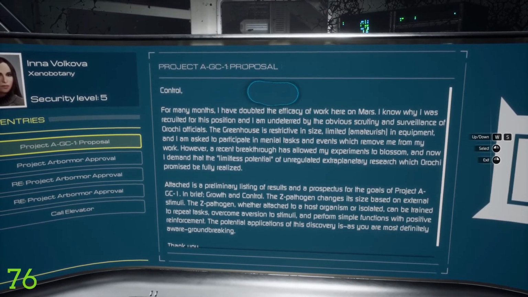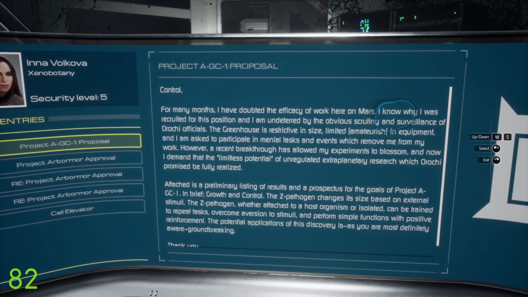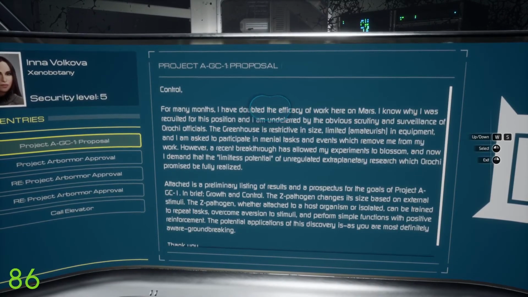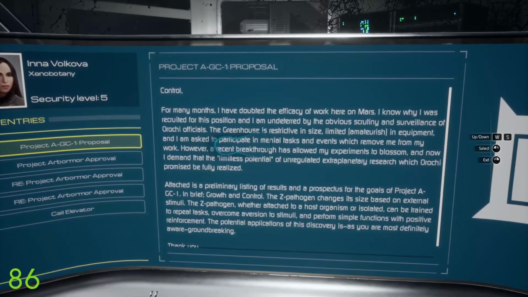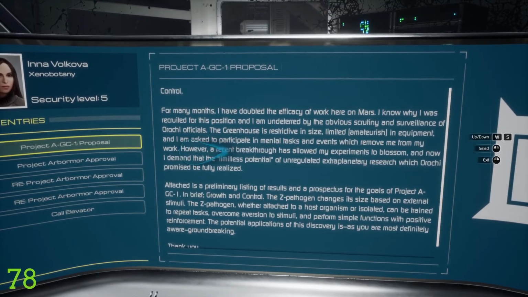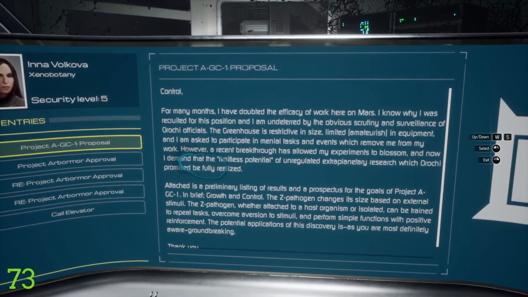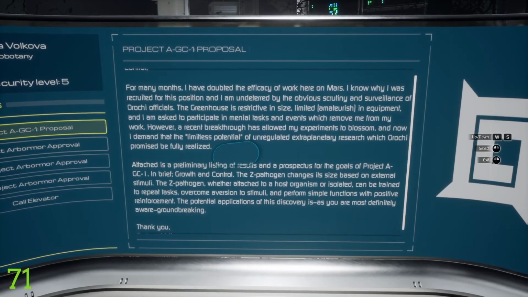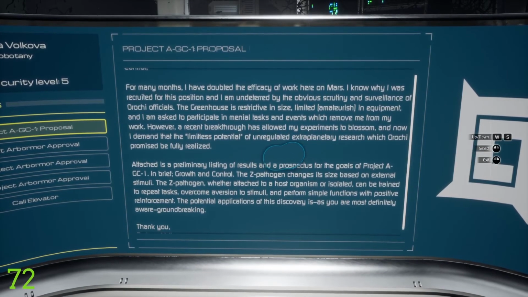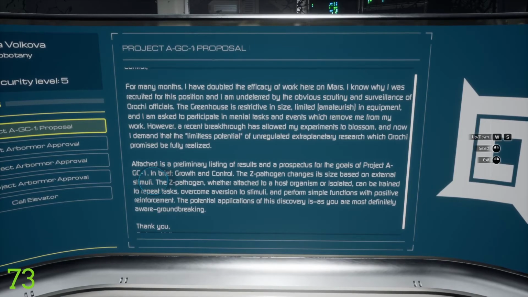For many months I have doubted the efficacy of work here on Mars. I know I was recruited for this position and I am undeterred by the obvious scrutiny and surveillance of Orochi officials. The greenhouse is restrictive in size, limited in my equipment. I am asked to participate in menial tasks and events which remove me from my work. However, a recent breakthrough has allowed my experiments to blossom, and now I demand that the limitless potential of unregulated extraplanetary research with the Orochi promised be fully realized. Attached is the preliminary listing of the results and a prospectus for the goals of Project AGCI.